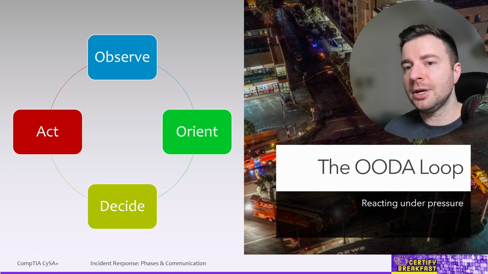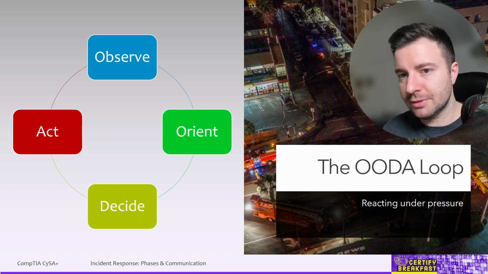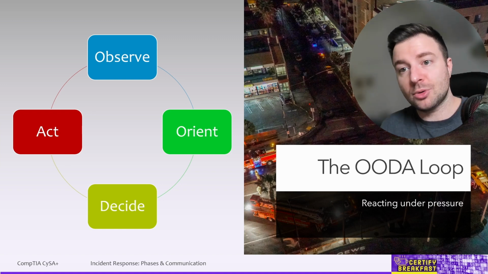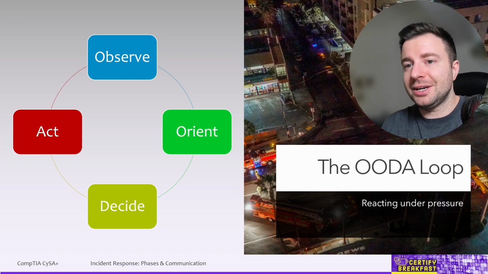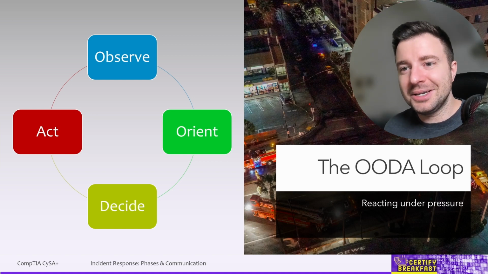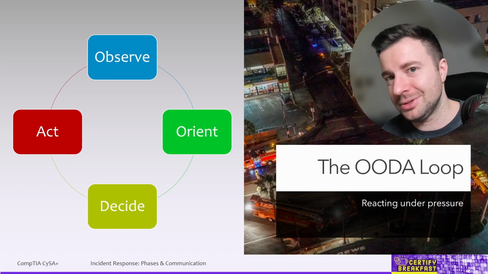The OODA loop is a loop because it requires constant reevaluation of your decisions. Even more, its purpose is to make you become proactive and not just reactive to whatever the attacker might be doing. Or even worse, help you avoid analysis paralysis, in which you simply get a mental block and you have no idea what to do.